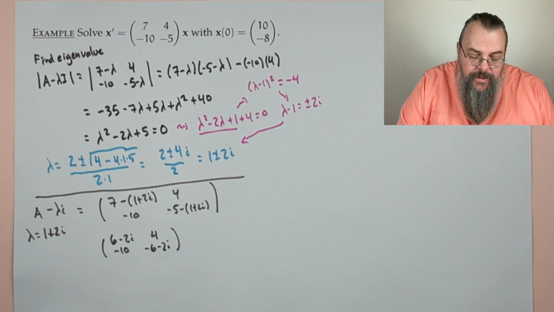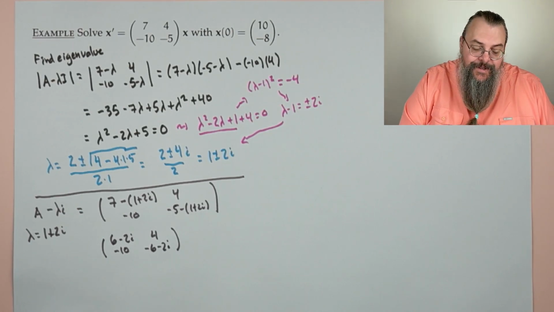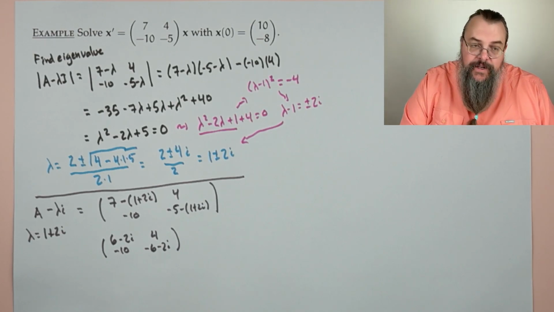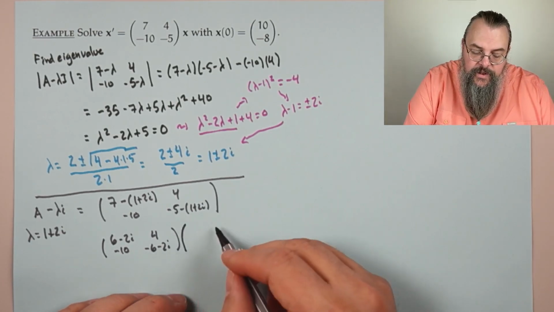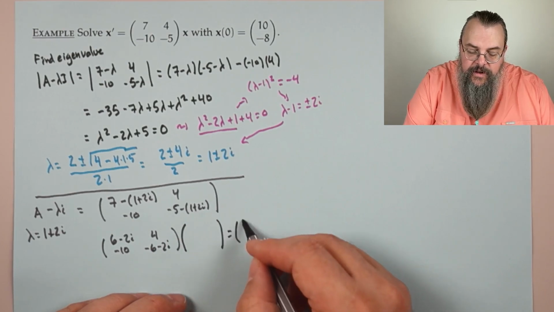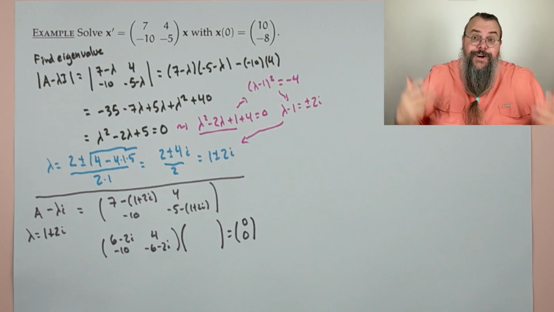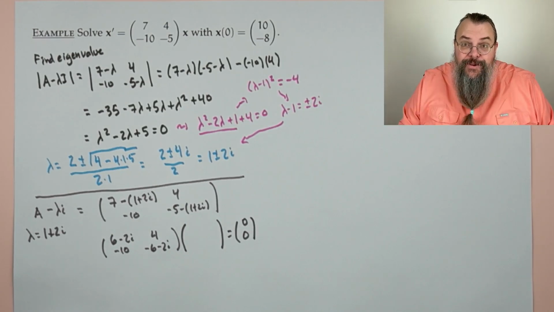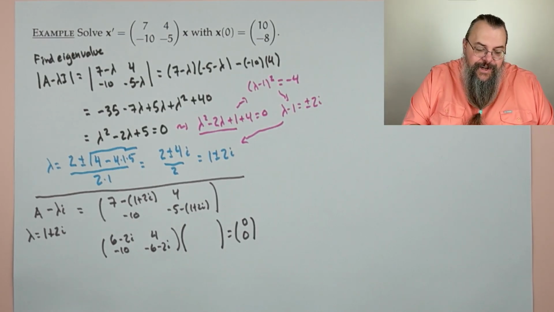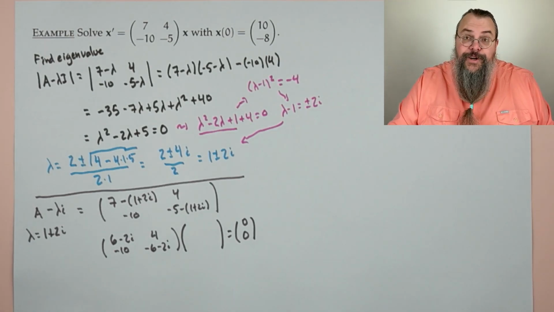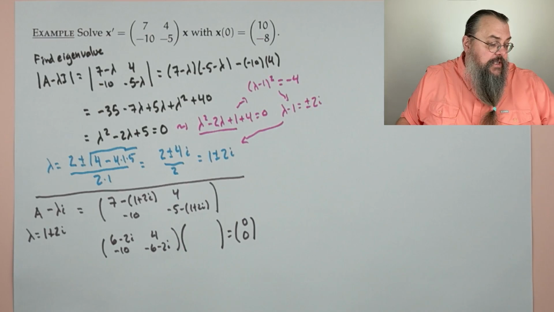Well, now what? The next thing is to say, okay, what is our eigenvector? We want to find our eigenvector to get 0, 0. And this is when it looks like, uh-oh, we're in trouble. How do you find something complicated? Well, the answer is we use our technique. So what was our technique?